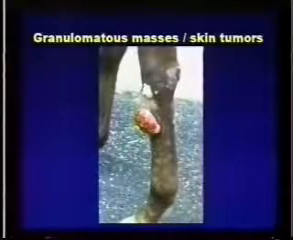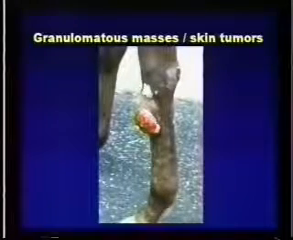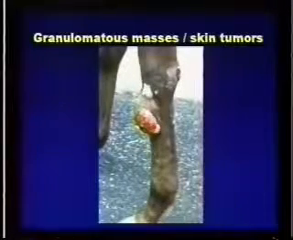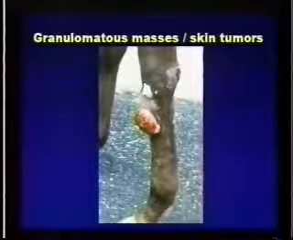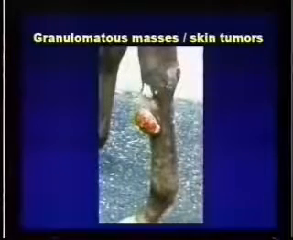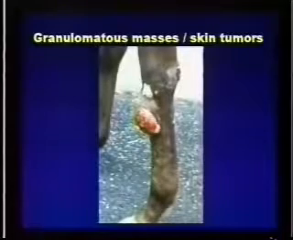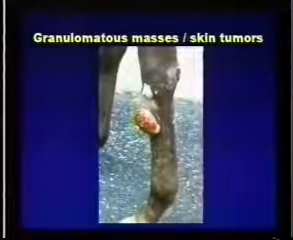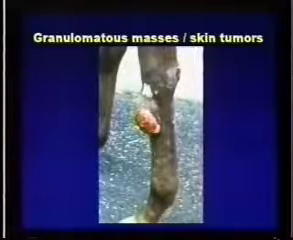...which includes skin tumors and neoplasia. This sort of granuloma that you see on this horse's leg is a very common occurrence in equine practice. And of course, when you're presented with one of these cases, it's going to be very important for you to try to diagnose what the problem is so that you can treat them appropriately.